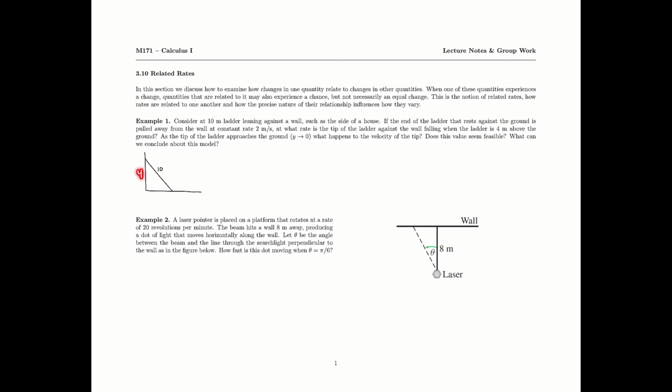But we're not going to label the side length with 4, because if we think of this process of the ladder slipping down the wall as the end of the ladder that rests against the ground is pulled away, if we think about this not statically but dynamically, then as time progresses, this ladder is going to move like this as it falls to the ground. So in actuality, this length here and this length here are not constants. They're going to be changing as this process unfolds.